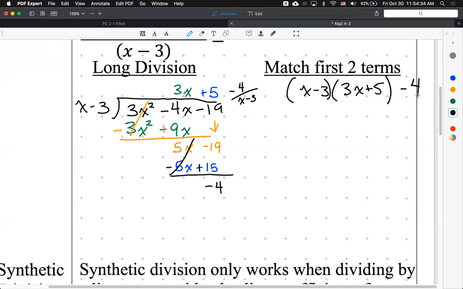Again, what happens if I multiply x minus 3 times -4 over x minus 3? I'm going to have an x minus 3 on the bottom and the top that are going to cancel out, and I'm left with just the -4. It's not super important. I'm just showing you that I'm checking my work. This does work.